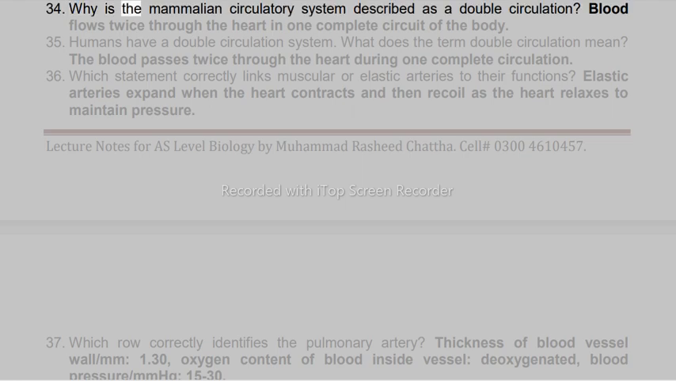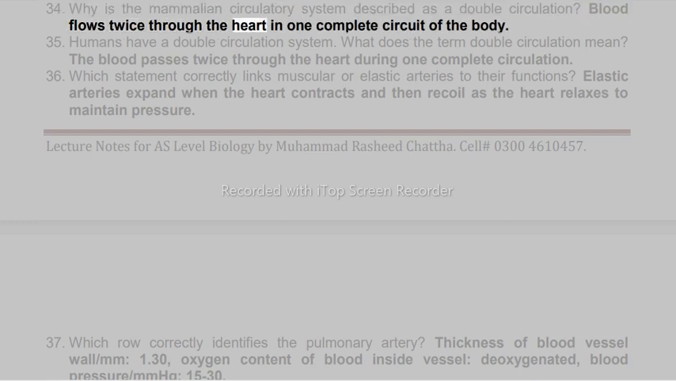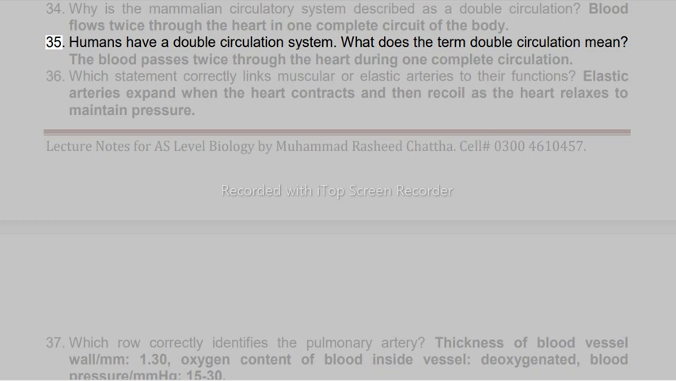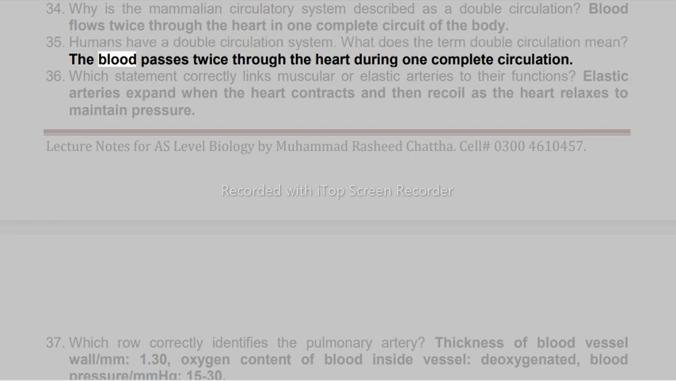34. Why is the mammalian circulatory system described as a double circulation? Blood flows twice through the heart in one complete circuit of the body. 35. Humans have a double circulation system. What does the term double circulation mean? The blood passes twice through the heart during one complete circulation.